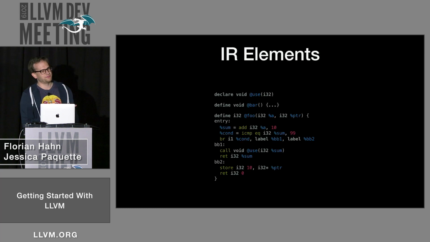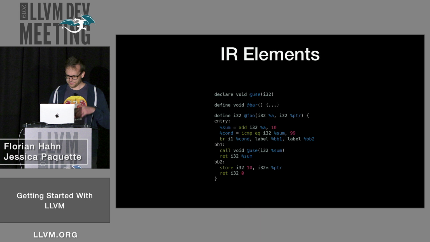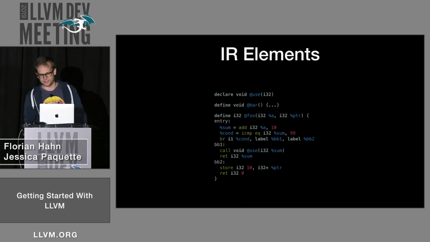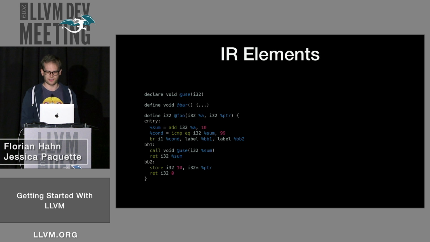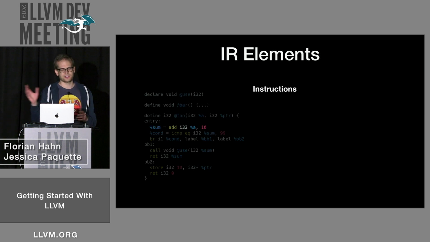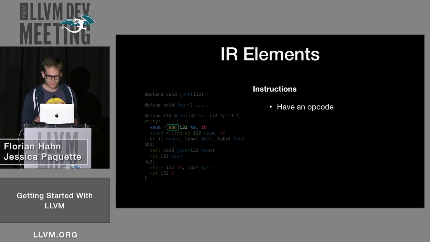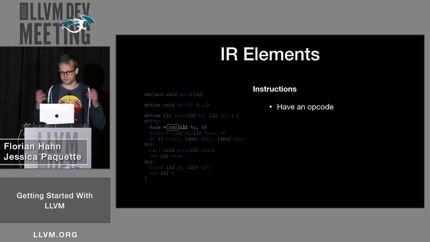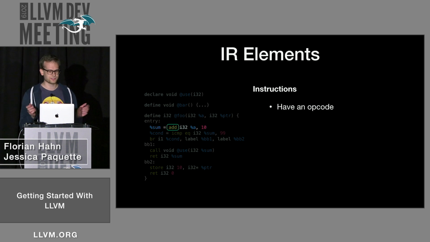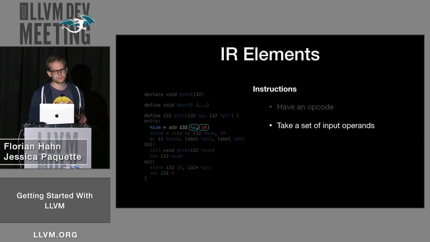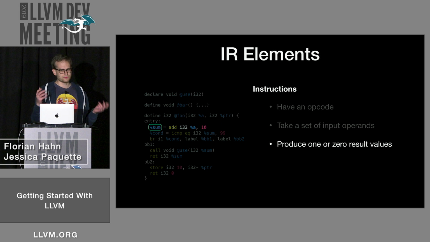So now let's talk about a few elements of LLVM IR. We can see an example of LLVM IR on the slide, but let's break things down a little bit. First, let's take a look at instructions in LLVM IR. You can see an example on the slide highlighted here. Instructions in LLVM have an opcode which identifies the instruction, and you use that to look up the semantics and syntax of the instructions and so on. For example, here we have an add instruction. Those instructions usually take a set of input operands like A and 13 in our example here. They produce one or zero result values.